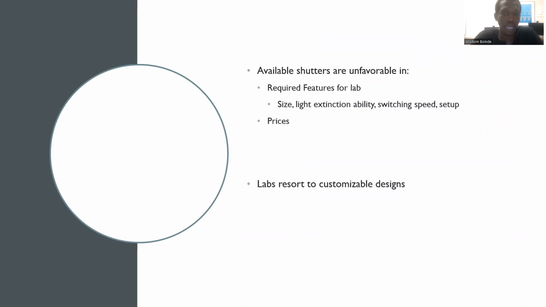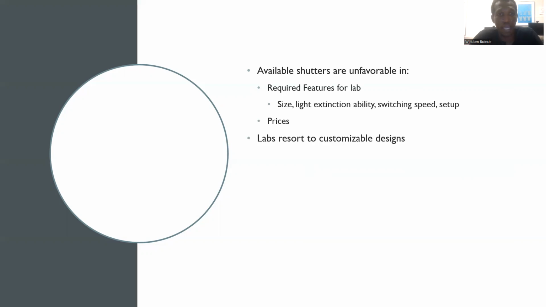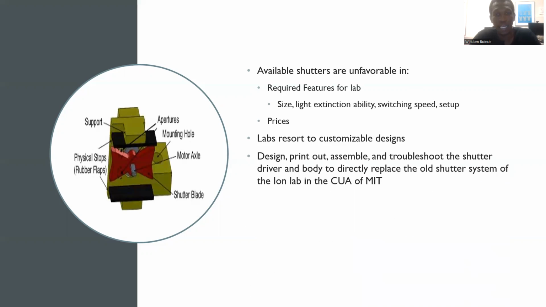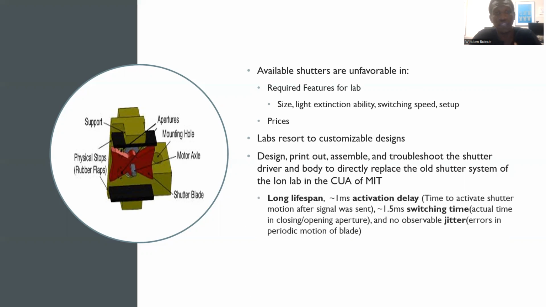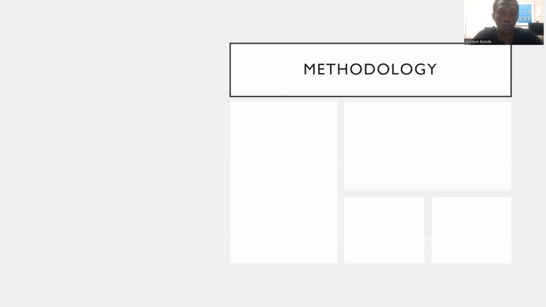And so numerous labs have resorted to customizable designs of shutters. This is the motivation for my experiment, where I design, print out, assemble, and troubleshoot a shutter driver and body to directly replace the old shutter system of the Ion Lab in the CUA of MIT. I need features such as long lifespan, 1 millisecond activation delay, that's the time to activate the shutter motion after a signal is sent, approximately 1.5 milliseconds switching time, that's the actual time it takes for the aperture to open or close, and the shutter needs to have no observable jitter, that's the errors in periodic motion of the blade.